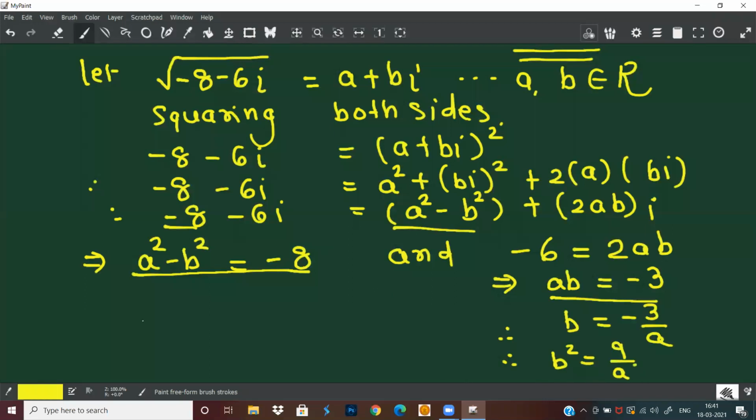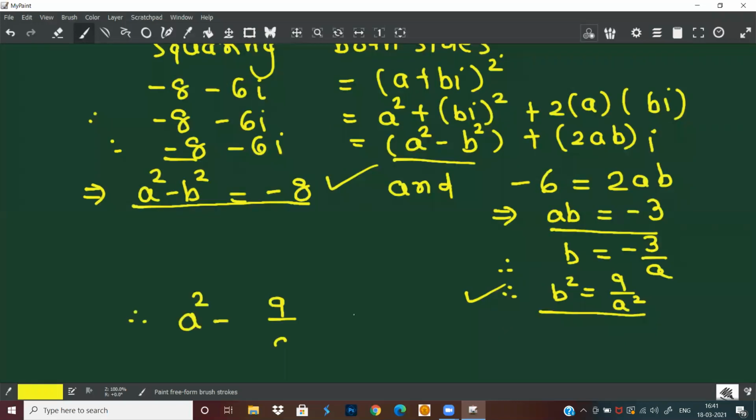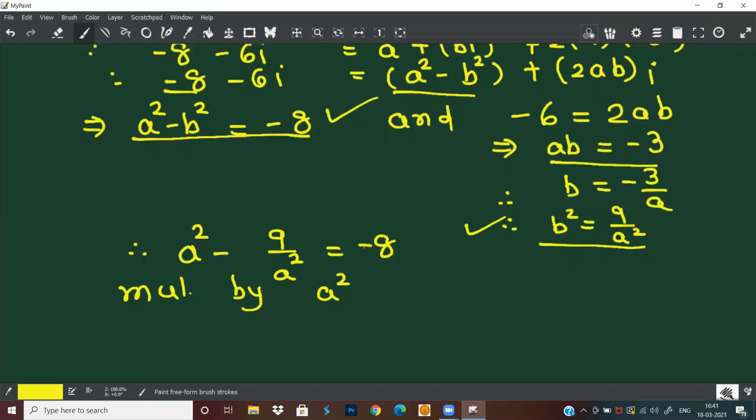So what we do is, replacing b square, we get 9 upon a square is negative 8. Multiplying throughout by a square we have a raised to 4. This minus 8 a square comes to this side and becomes plus 8 a square. This a square will cancel, minus 9 is 0. So this a raised to 4.